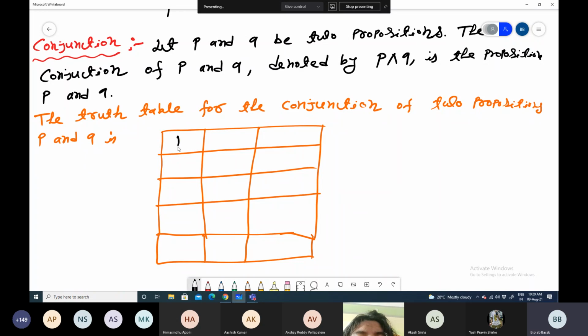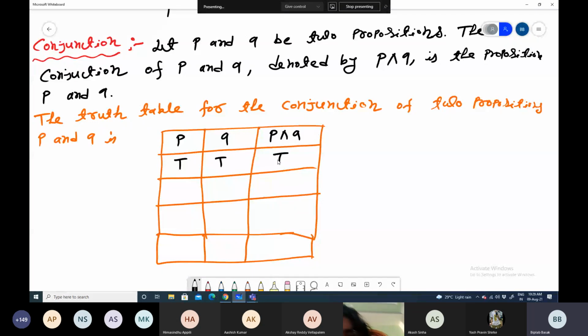So this is P, this is Q, and this is P and Q. Now if P and Q both are true, then their AND, that is P and Q, should be true. So that is true and true. If you take that conjunction, that will be true.